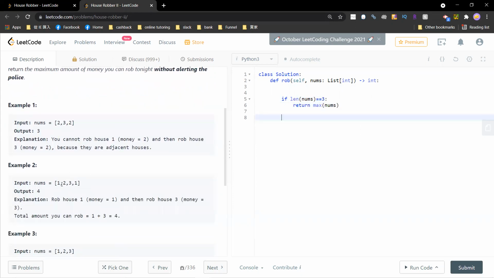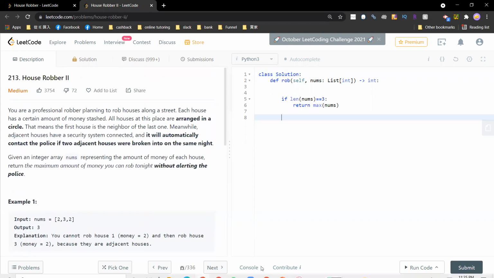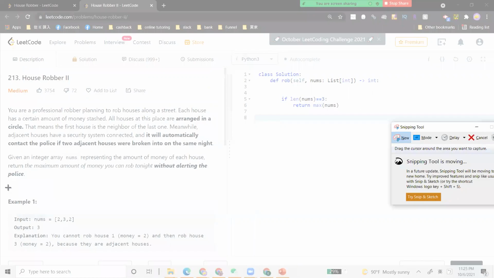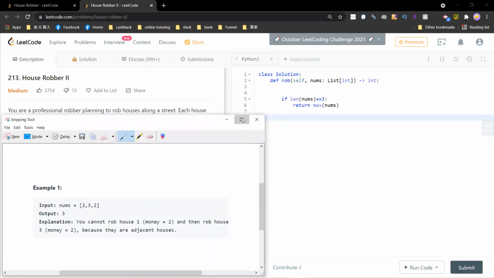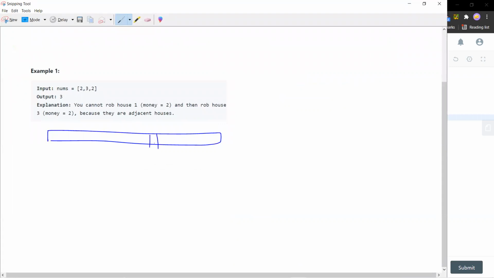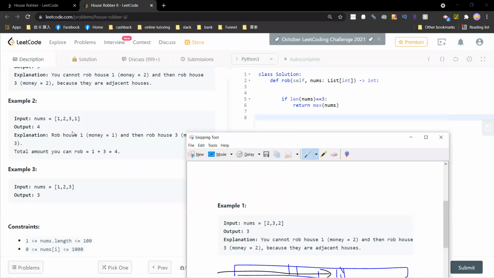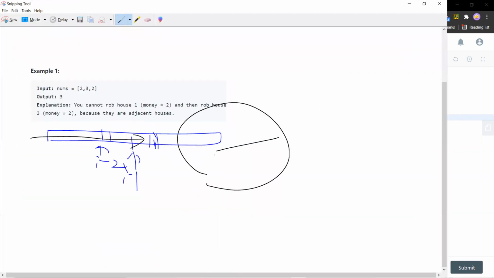But the problem is how do I solve this House Robber? In the previous solution, i depends on i minus 2 and i minus 1. So the previous one has a linear structure, so you can start from 0. This is the 1D dynamic programming. But in this question we have a circle, so we do not know which place is a good place to start.